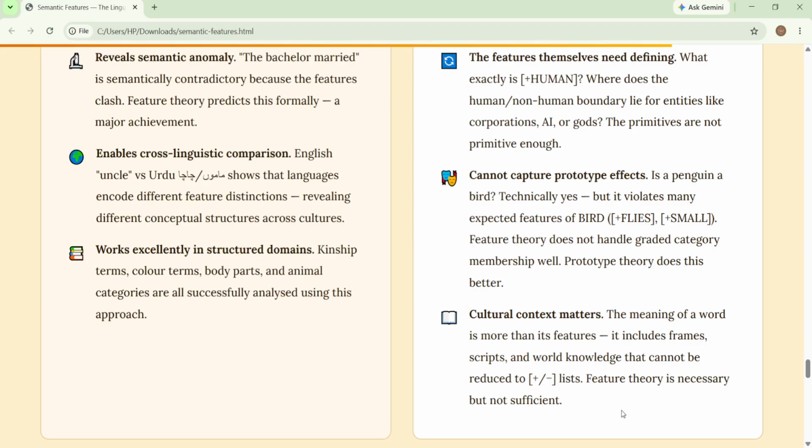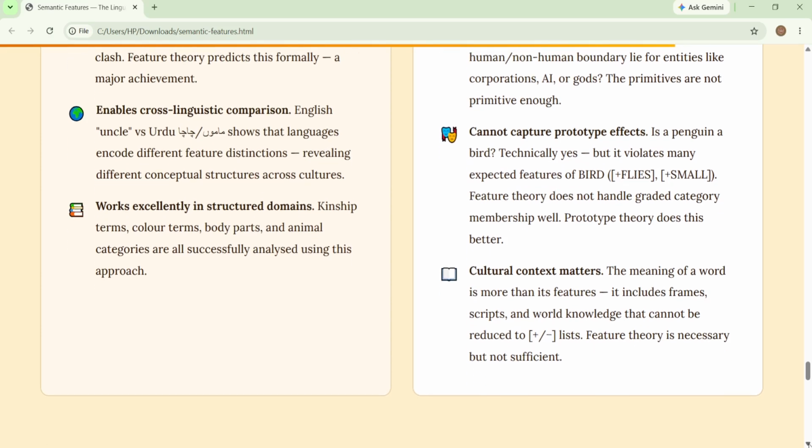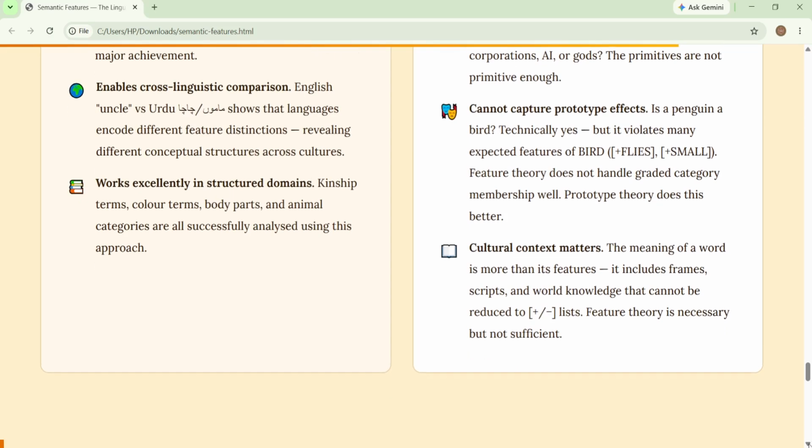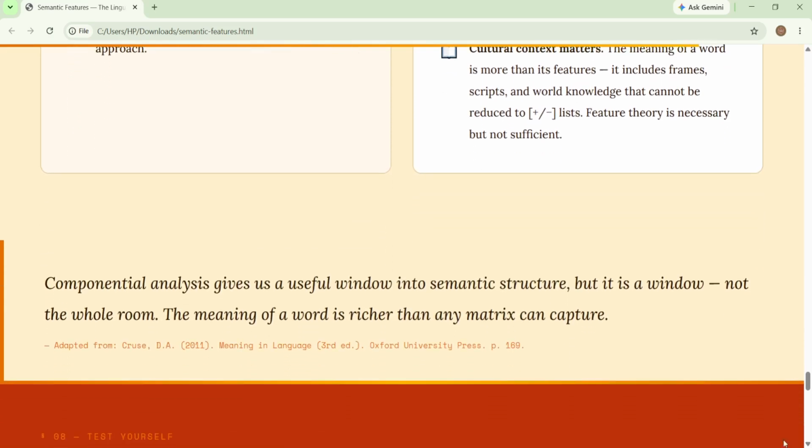Feature theory is necessary but not sufficient. So this tells about the limitations of this theory, which is feature theory. Componential analysis gives us a useful window into semantic structure, but it is a window, not the whole room. The meaning of a word is richer than any matrix can capture. So this shows the limitation of componential analysis, as meaning is much more diverse than it seems.